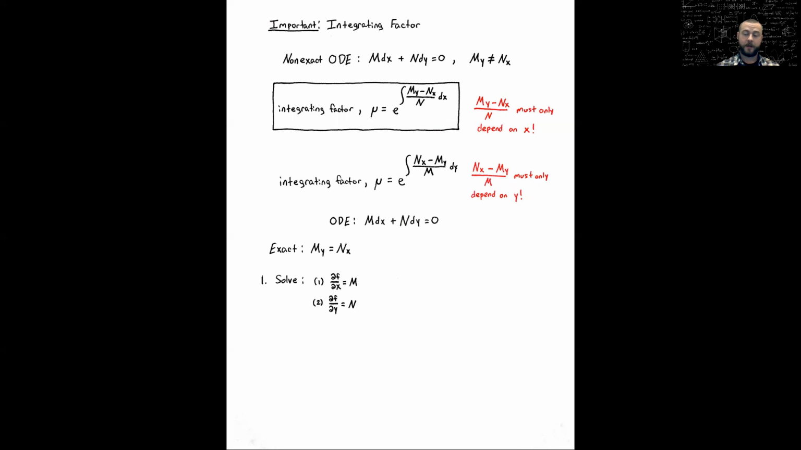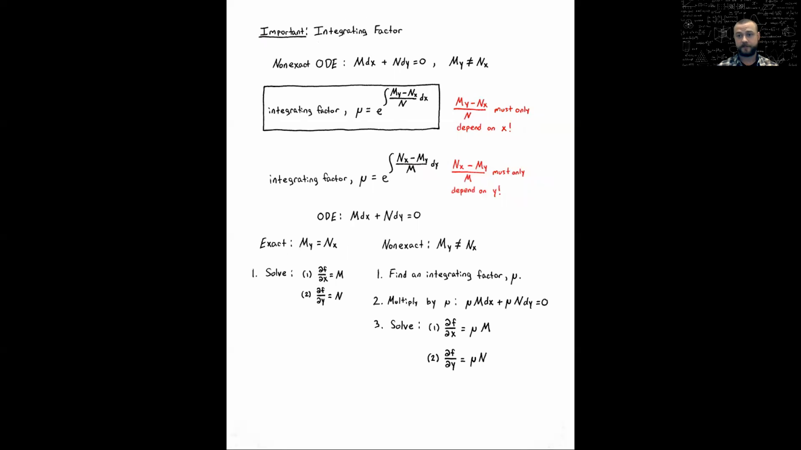All right, now what do we do if it's not exact? First step, remember we're going to make a non-exact equation exact, and we do that by finding an appropriate integrating factor. So step one, we're going to find an integrating factor mu. We have two versions above. The one in the box, the function only of x version, will be a little more useful.